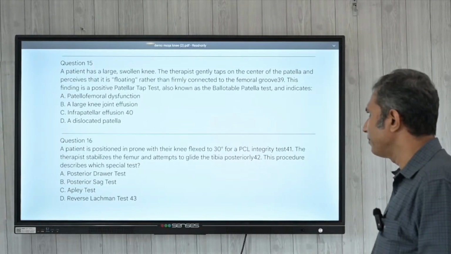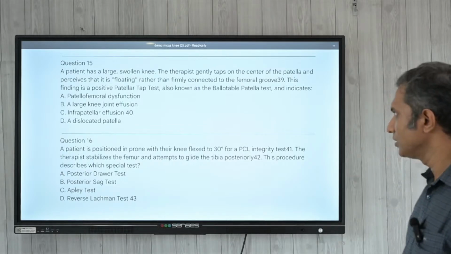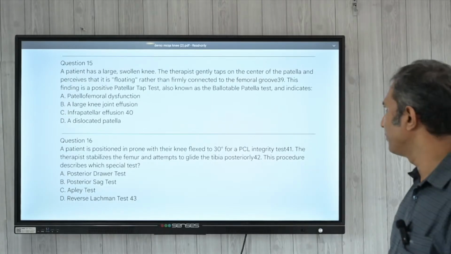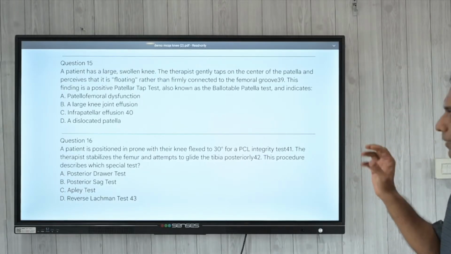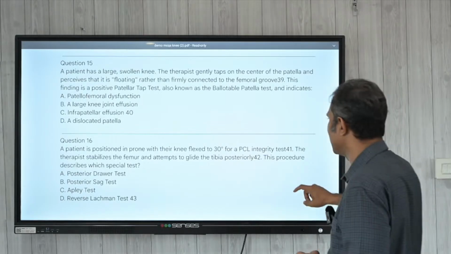Option A, patellofemoral dysfunction. Option B, knee joint effusion. Option C, infrapatellar effusion. Option D, dislocated patella. So the key hint here is the patella is floating. So this should guide us towards the correct answer.